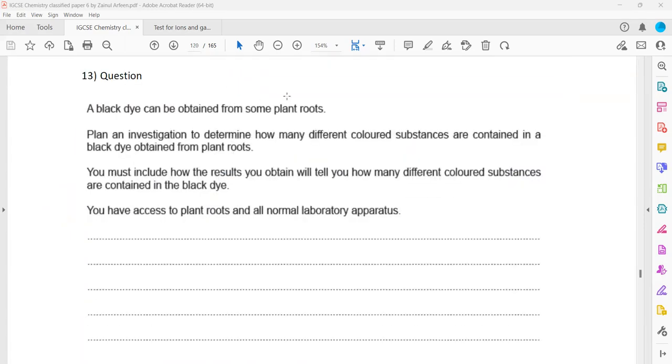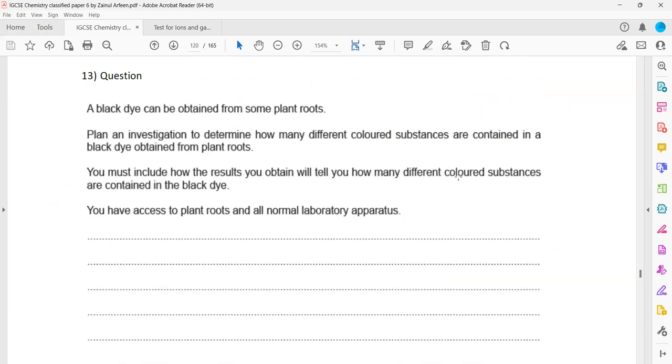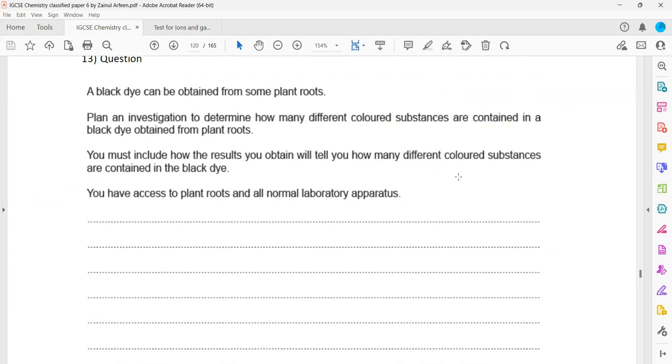In question 13, a black dye can be obtained from some plant roots. Plan an investigation to determine how many different colored substances are contained in a black dye from a plant root. You must include your result, and how the results you obtain tell you how many different colored substances. You have access to plant roots.